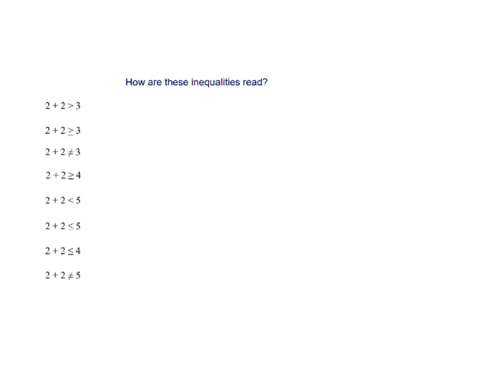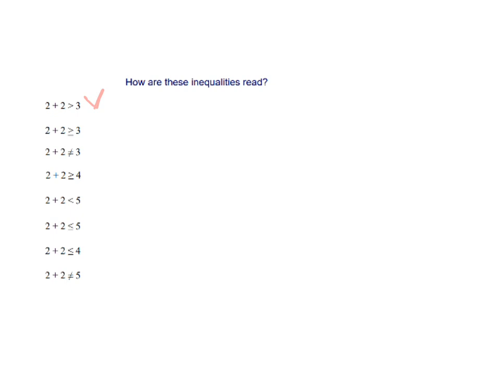So, how do these read? 2 plus 2 is greater than 3. Or 2 plus 2 is at least 3, or greater than or equal to. 2 plus 2 does not equal 3, that's what the slash through the equal sign means, not equal. 2 plus 2 is greater than or equal to 4. 2 plus 2 is less than 5. 2 plus 2 is at most 5, or less than or equal to. 2 plus 2 is less than or equal to 4. And the last one here is 2 plus 2 is not equal to 5.